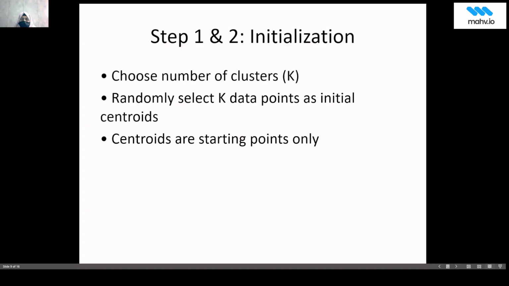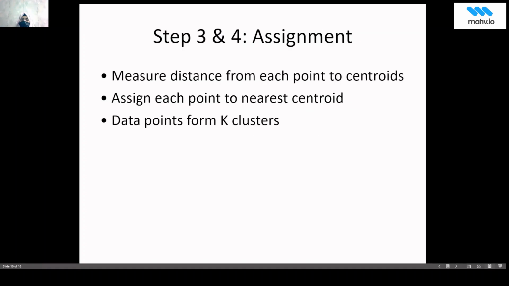So we just randomly select the data points first of all for centroid. First of all we choose k. Let's suppose I want to make two clusters, so k equals 2, and I initialize the centroids from my data set randomly when I am doing the algorithm the first time. Then it measures the distance from each point to the centroid. So it applies the distance formula and measures the distance from each point to the centroids that you have selected, and then assigns each point to the nearest centroid.